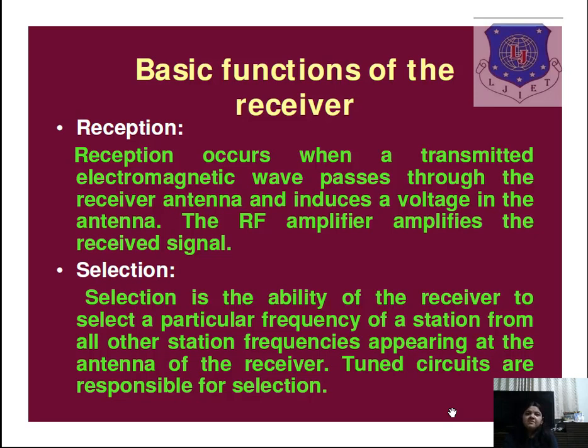The receiver will receive this transmitted signal. Now, the transmitted signals are electromagnetic waves, and these electromagnetic waves can be received by the receiving antenna. This wave will induce a voltage in the antenna. Now, the signal passes through various obstacles and various kinds of atmosphere.